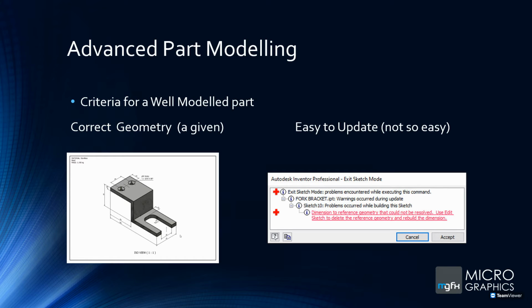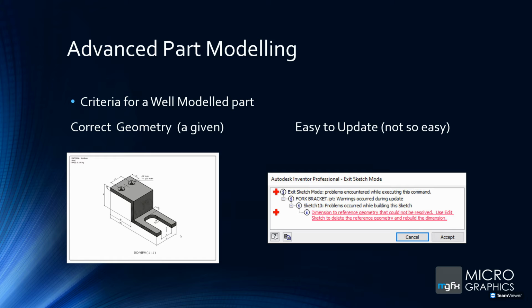Okay, so, the criteria for a well-modeled part. I take a look at two things. Firstly, the correct geometry. If you don't have the correct dimensions, correct angles of the features you're building, and the correct sketches, then you're not going to get the correct parts out at the end. You're going to manufacture something, take it out to the real world, and it's going to be wrong. It's not going to fit somewhere, or it's not going to have the design intent that you've given it. So you must have the correct geometry from the beginning.